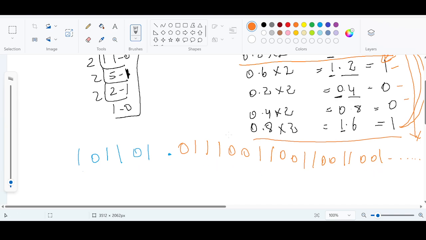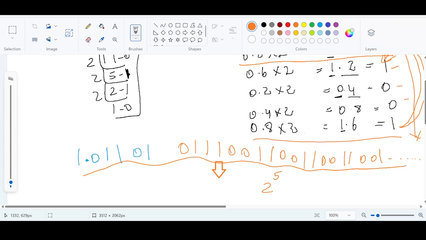What you have to do after getting the integer part and the fractional part is convert this to the scientific notation. What is the scientific notation? You just shift this decimal point towards the left side. For how many places? 1, 2, 3, 4, 5. When you are shifting it for 5 places, you need to multiply it by 2 to the power of 5.